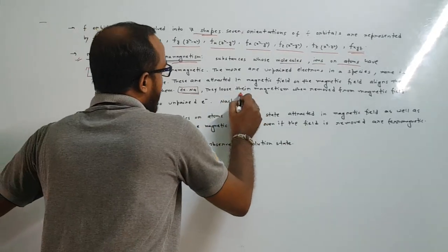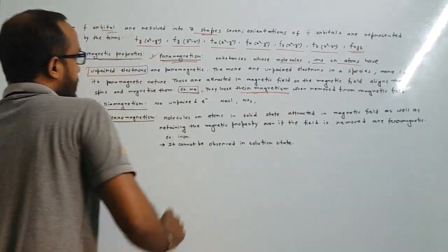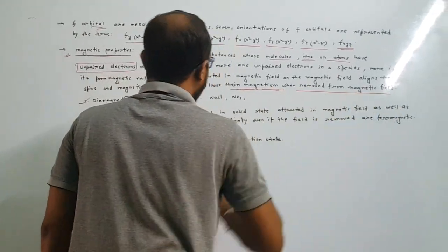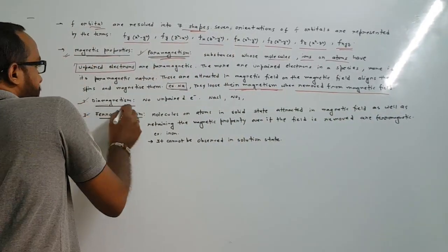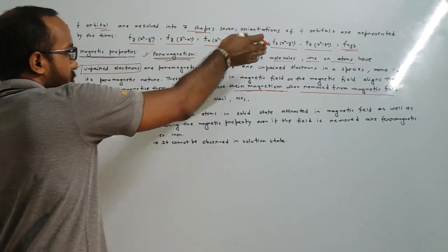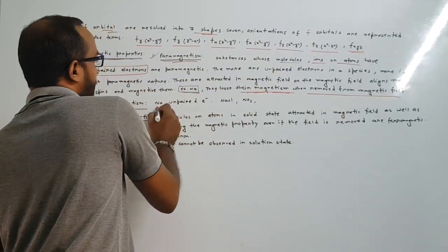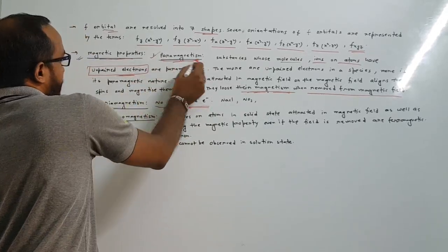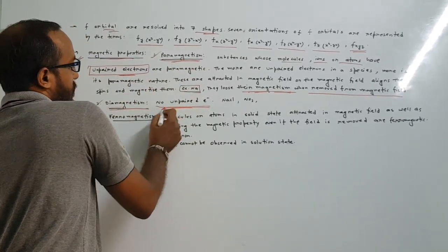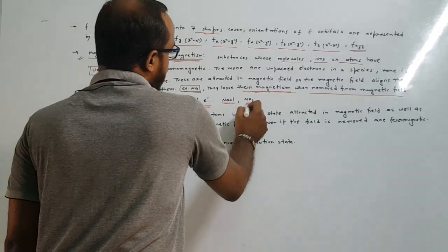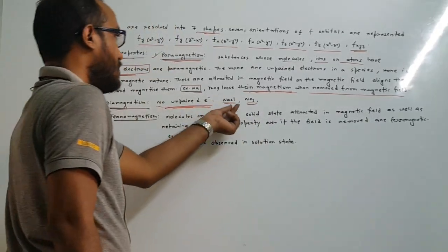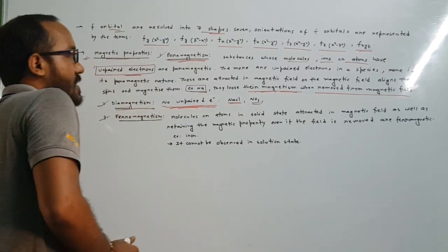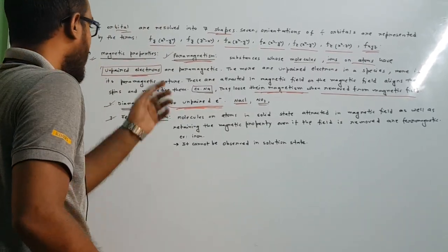But here one thing you have to notice is that they lose their magnetism when removed from the magnetic field. In diamagnetism, we have substances whose molecules, ions and atoms have no unpaired electrons. It has unpaired electrons in paramagnetic properties. In diamagnetic properties, we don't have unpaired electrons. Example, NaCl and NO2. We will see the shapes and diagrams of NO2 and NaCl in molecular bonding.